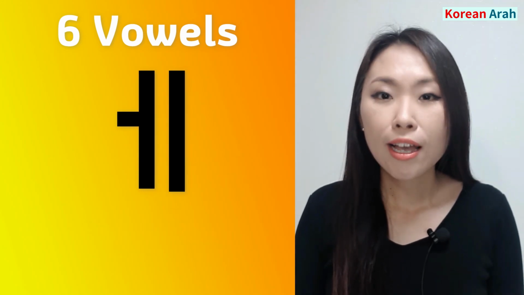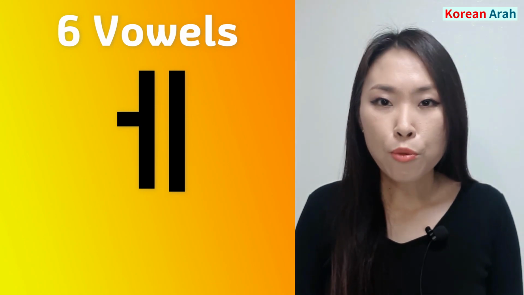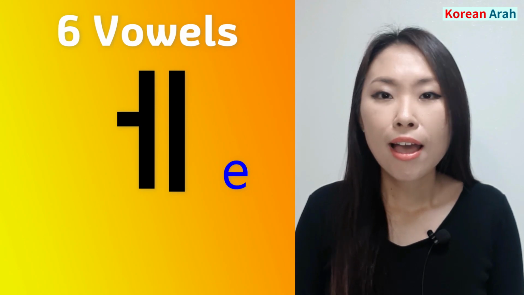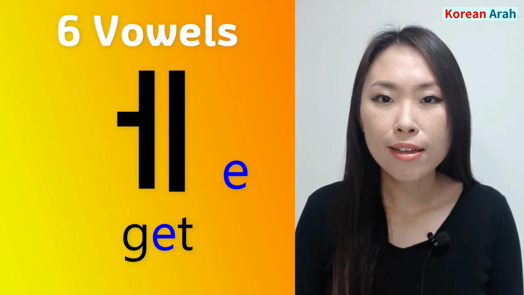This vowel is e. The romanized letter for e is e. E sounds like the letter E in the word get.